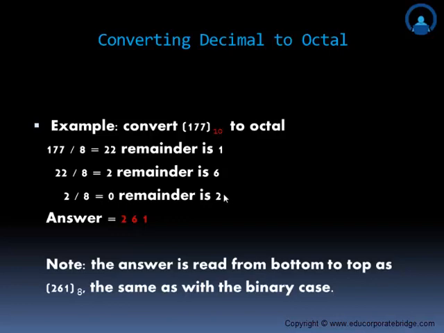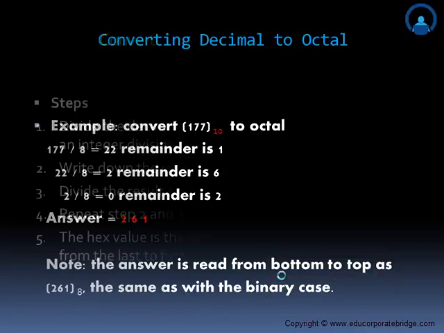So we keep track of this LSB and we write the equivalent octal number of 177 the way we move from bottom to top. That is, this 2 is written as MSB, 6 is written as the middle number, and 1 is written as the LSB. That is, we proceed from bottom to top, the same as in the binary case.